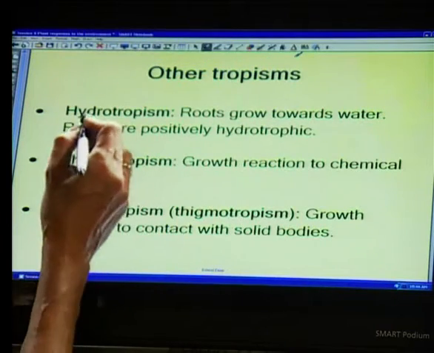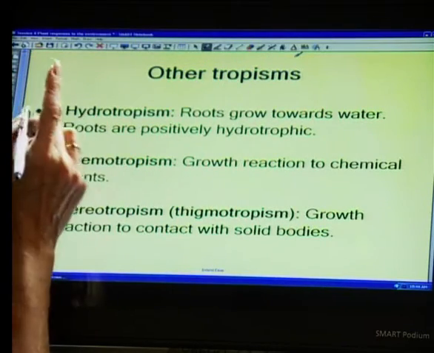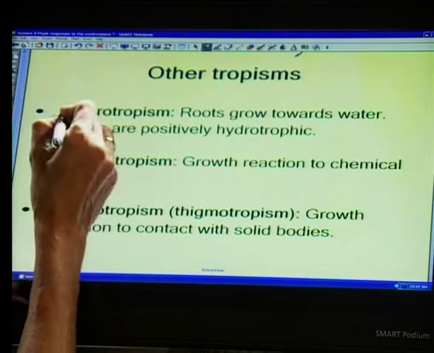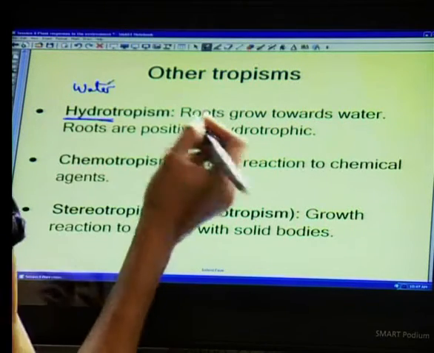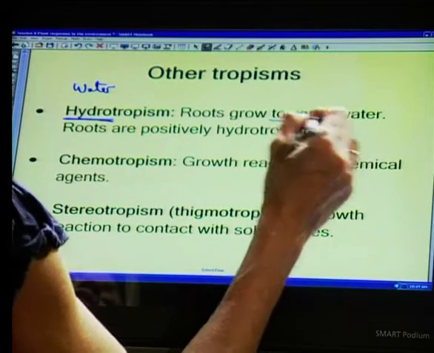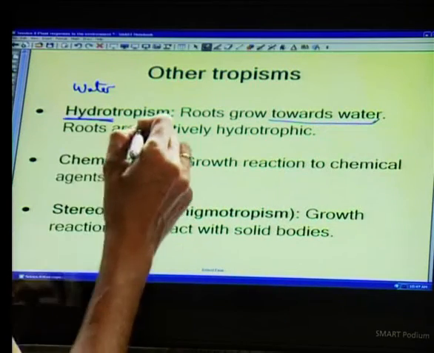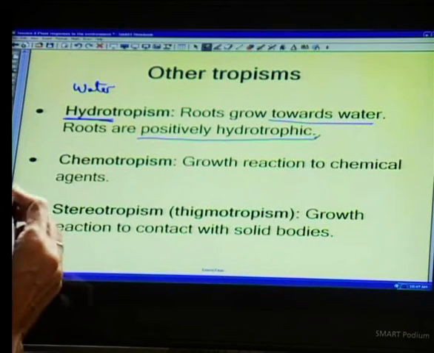Other tropisms we've got. Now remember, water was an external stimulus. Hydro is water. So hydrotropism, roots will grow towards water. Roots are therefore positively hydrotropic.